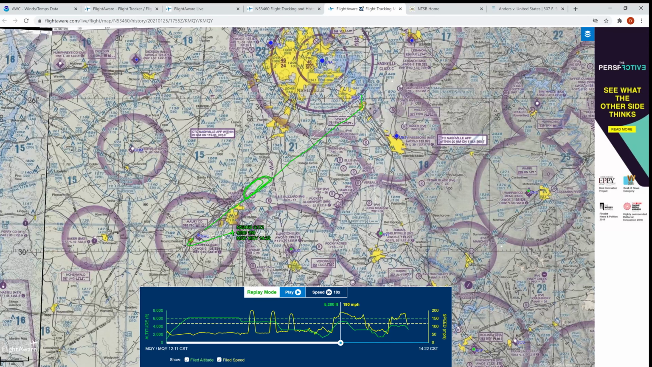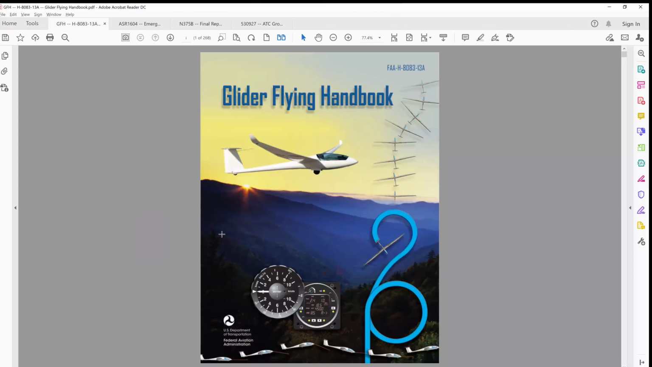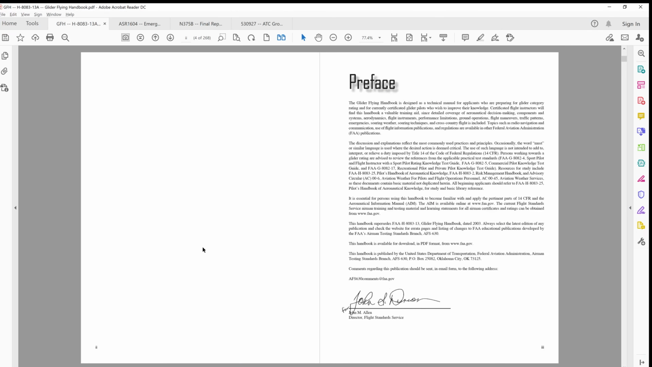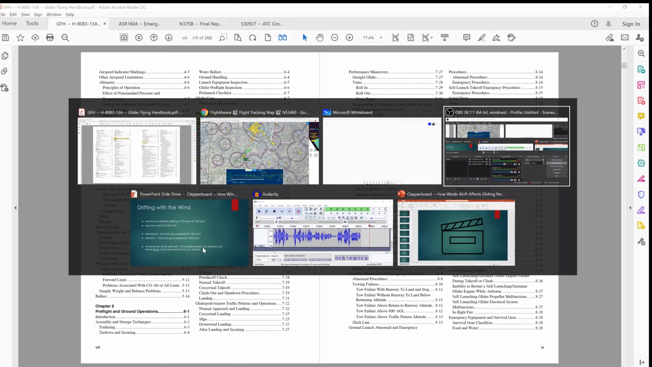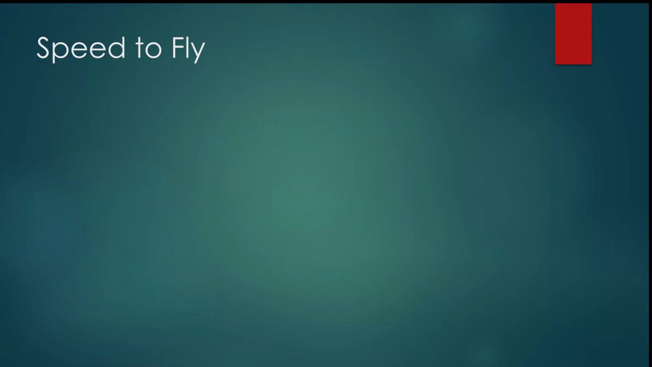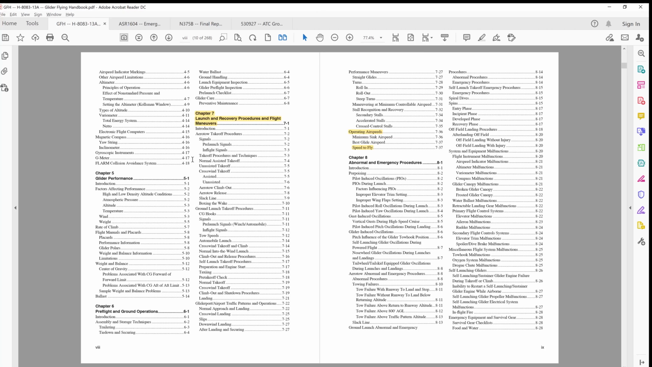Okay, let's do this. Let's pop over to the Glider Flying Handbook because clearly it is going to tell us something about how to adjust for this kind of stuff. This is a concept known, if I go to the PowerPoint again real quick, as speed to fly. So that's what we're looking for. Chapter 7, we are not interested in the launch and recovery procedures part of this chapter. We're interested in the flight maneuvers part.